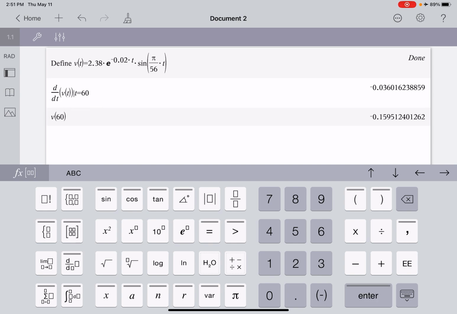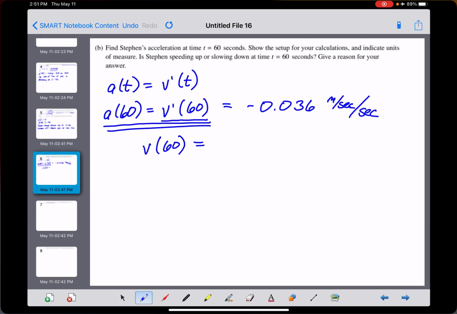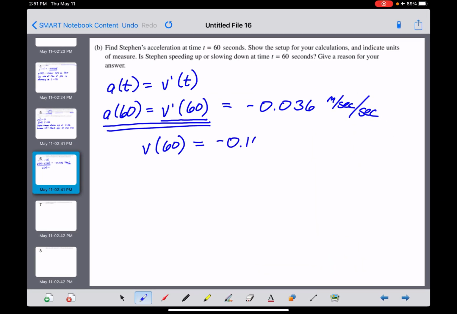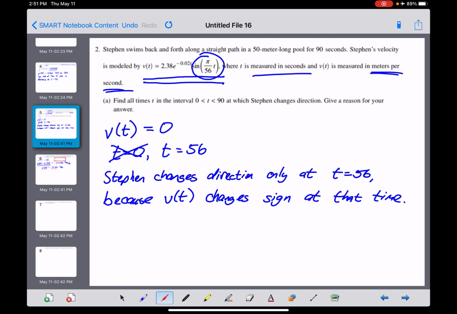Okay, got it. And let's see what we get for that answer right there. Negative 0.160. Okay, negative 0.160. And that one would be in meters per second. They didn't ask for it, but here's what we needed to know, guys. Velocity is negative at this point. So what this means is we have a pool, which is probably rectangular, and that at this moment here, guys, it's 60 seconds. Well, this kind of pans out.